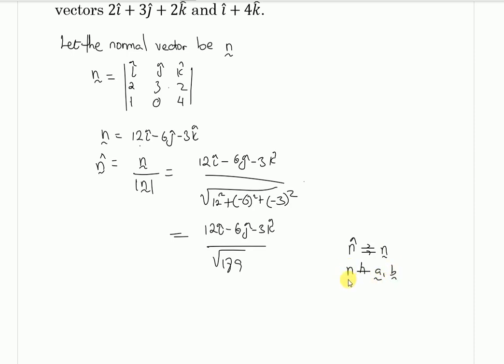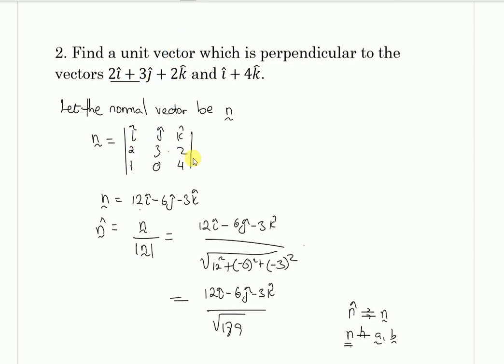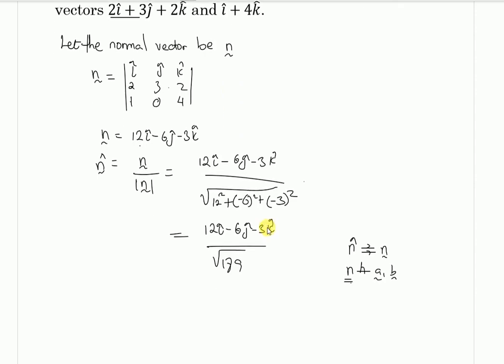Every vector which is parallel to n is also perpendicular, also normal, to the other two vectors. So this one is a unit vector which is parallel to n, and so it is perpendicular to these vectors 2i plus 3j plus 2k and i plus 4k.